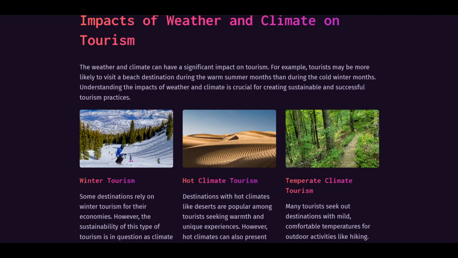Winter tourism. Some destinations rely on winter tourism for their economies. However, the sustainability of this type of tourism is in question as climate change affects snowfall patterns. Hot climate tourism. Destinations with hot climates like deserts are popular among tourists seeking warmth and unique experiences. However, hot climates can also present significant health risks. Temperate climate tourism. Many tourists seek out destinations with mild, comfortable temperatures for outdoor activities like hiking.